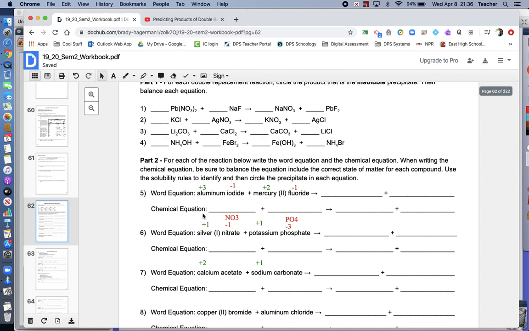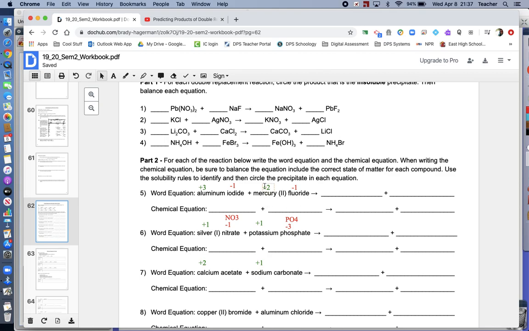And notice how I've already started to write the charges above these particular cations and anions, so it helps me predict what's going to happen over here. Now, I'm not going to type it in, but I can say it out loud to you. We have aluminum iodide, which is causing a chemical reaction with mercury 2 fluoride. If you remember from the video, mercury and iodine are going to bond together, and aluminum and fluorine are going to bond together.